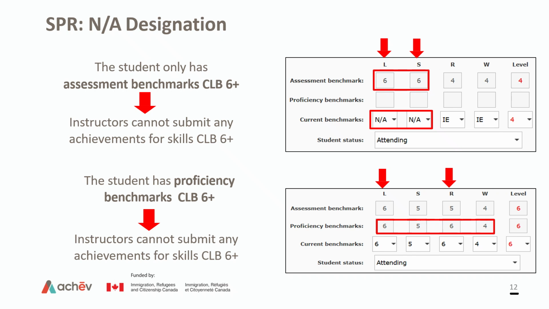In the second example, the student has proficiency benchmarks of 6, 5, 6, 4. Listening and reading will show as read-only and no achievements can be submitted for listening and reading.